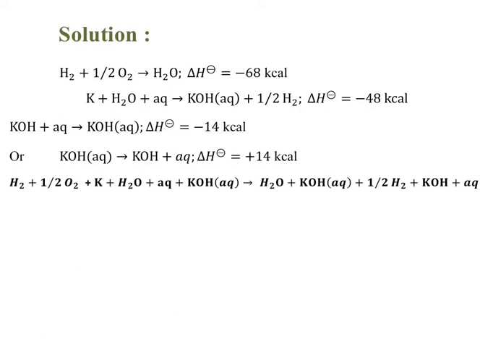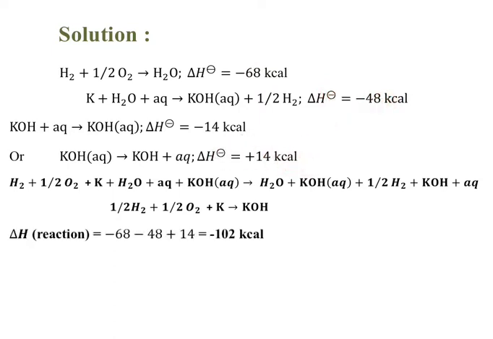That's all. So this is the final format we have to calculate. So we got the final reaction, that is the formation of KOH. What we did for the equations, we have to do similarly for the enthalpy: adding the first, second and fourth equations, the same we are going to do for the enthalpies. So enthalpy of reaction equals minus 68 minus 48 plus 14, equals minus 102 kilocalorie. That's all. The answer is minus 102 kilocalories.